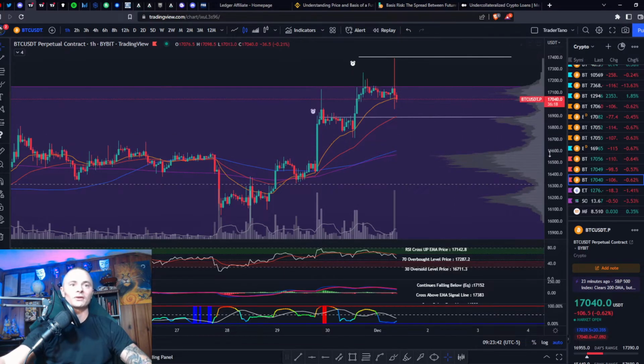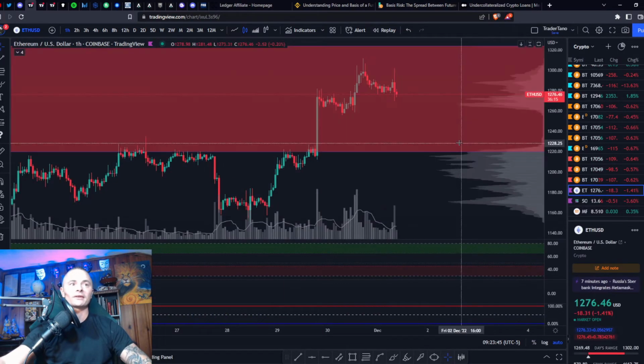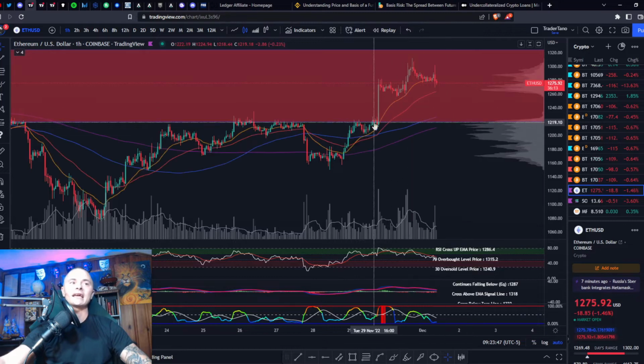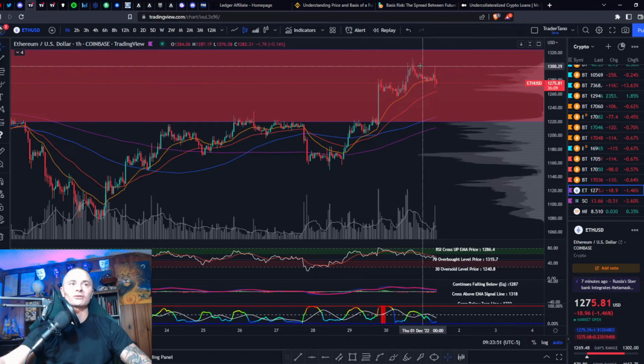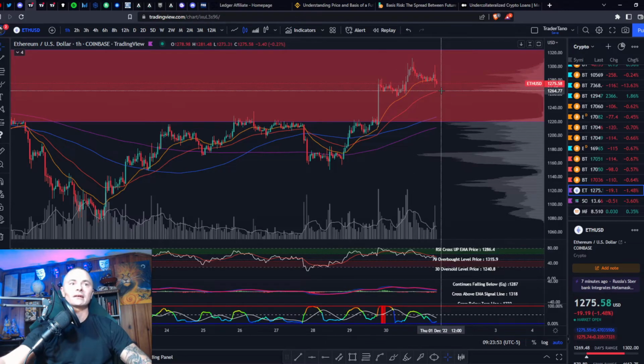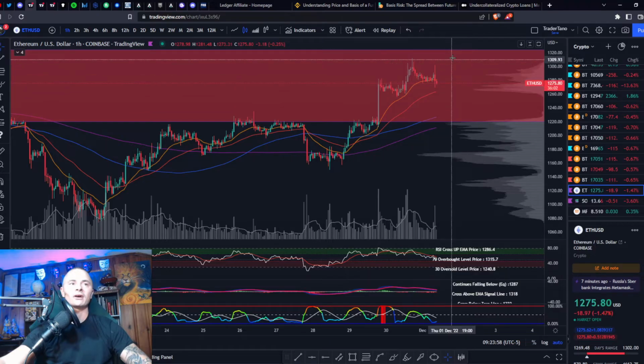So yeah, let's move on to Ethereum. So Ethereum here, like we said, as soon as it got back into this red box, it was going to crack up, probably come down to the 50 at 1265, make a higher low, probably come up to that 1325 mark we've been talking about for a week or two.